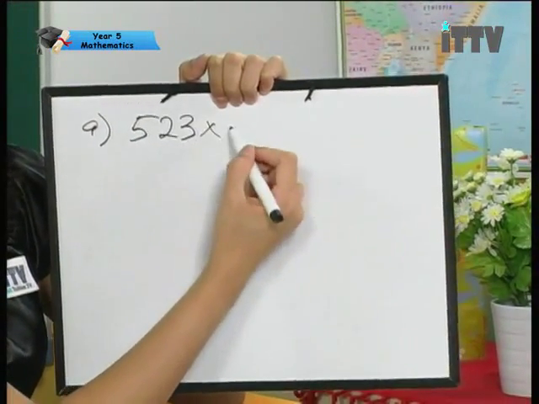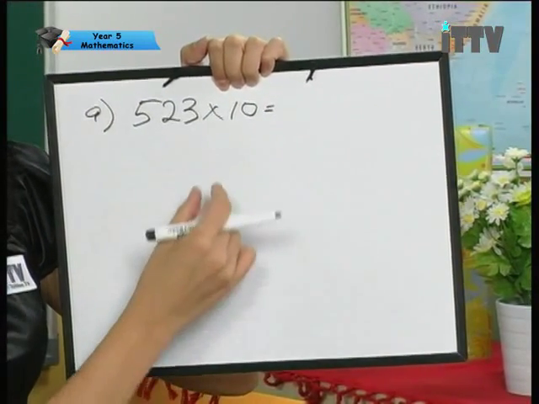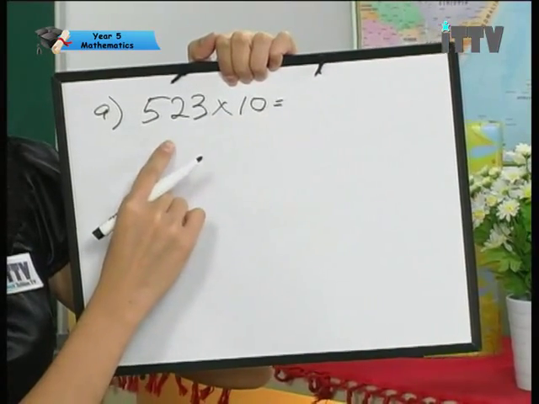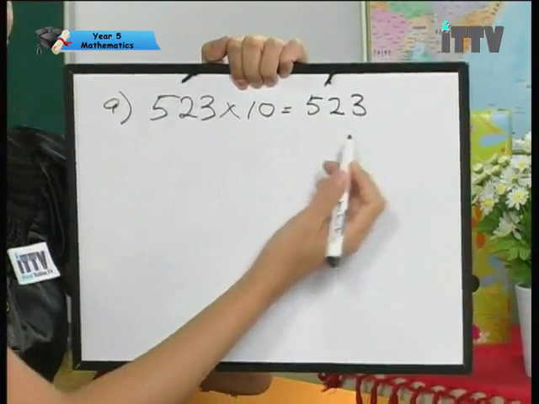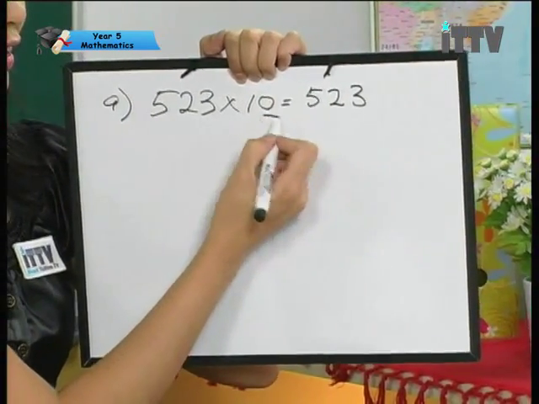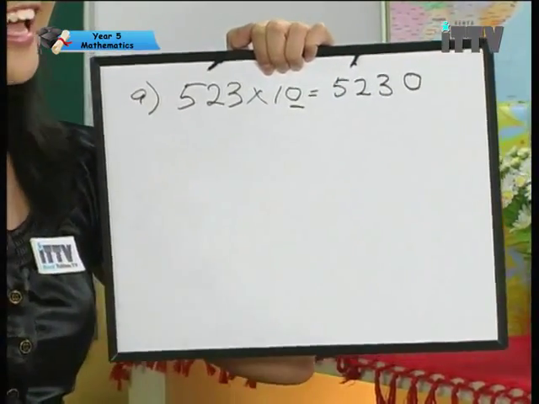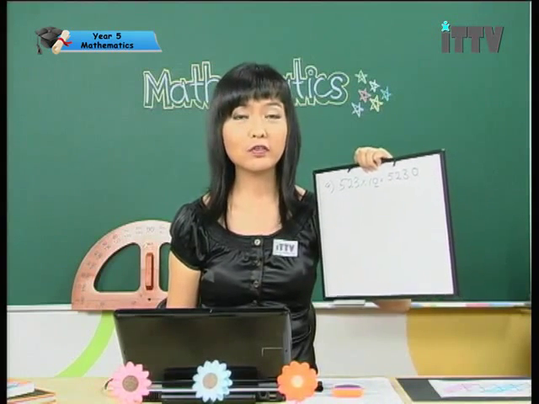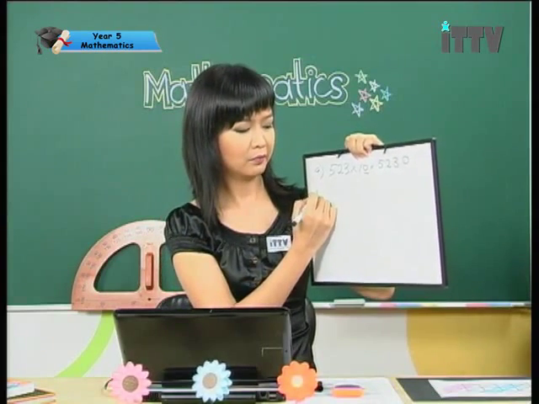523 times 10. Okay, whenever you multiply a number with 10, just copy down the original number, 523, and add a 0. See, there's 1 zero over here. Just add 1 zero to the back. And that's the answer. Pretty simple, right? How about if you multiply the number with 100? Let's try.